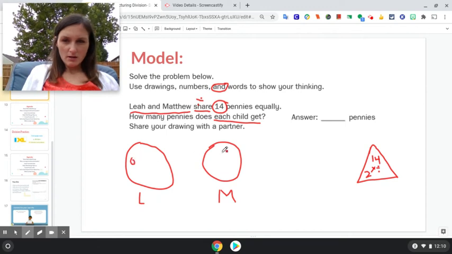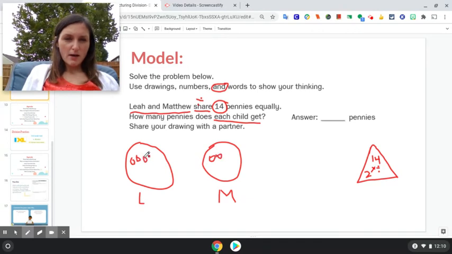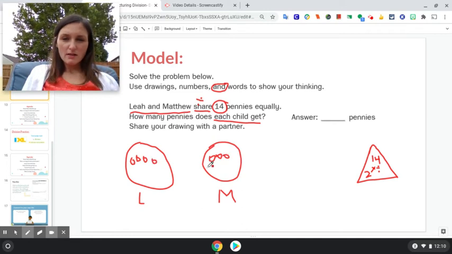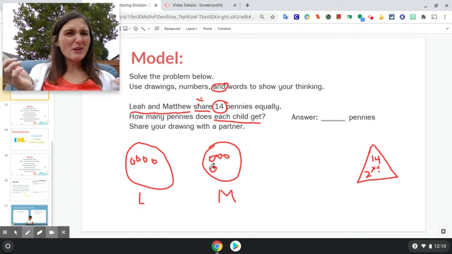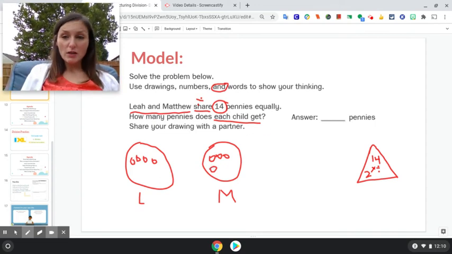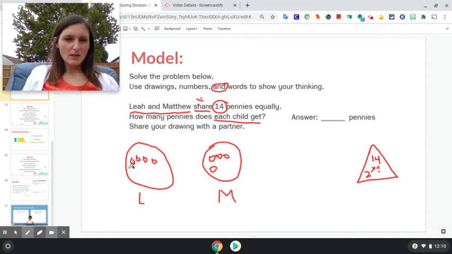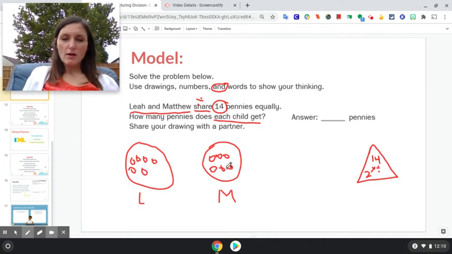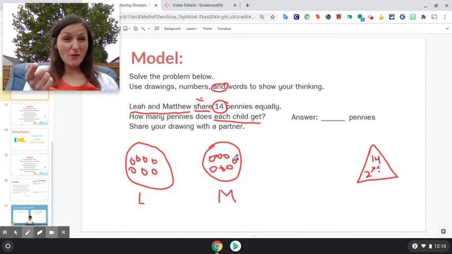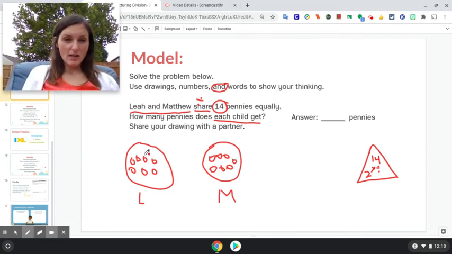1, 2, 3, 4, 5, 6, 7, 8. How do I know when to stop? That's right, when I get to my total number, 14. Okay, 8, 9, 10, 11, 12, 13, 14.